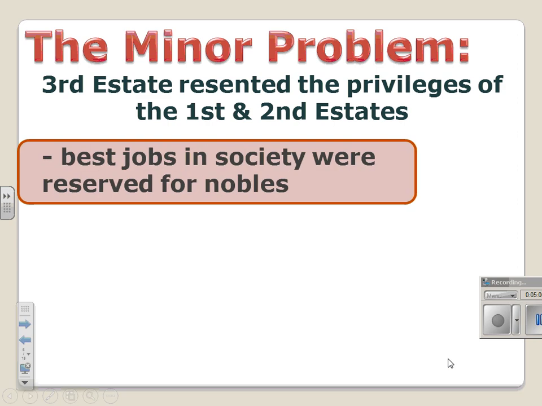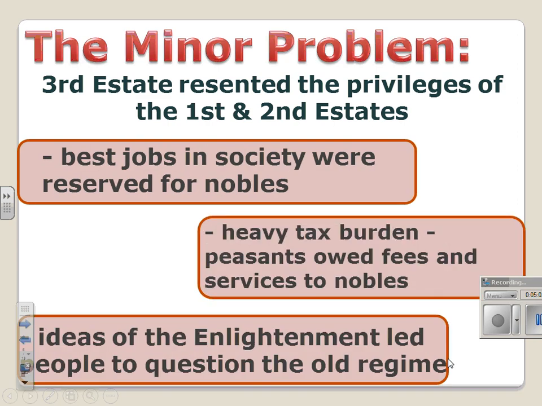Well, let's take a look at question number 3. The minor problem facing France is this. The third estate resented the privileges of the first and second estate. The best jobs were reserved for the nobility, and the third estate had to pay the highest tax burden. So what's happening is the people with the least are paying the most. And now you have ideas of the Enlightenment trickling in to the third estate. And now they want equality. They want tax equality.